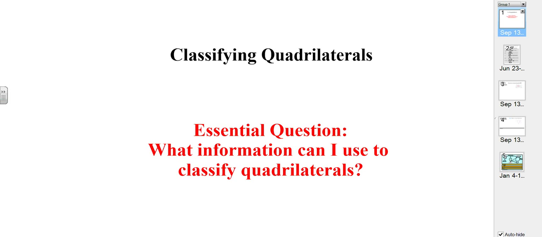For this unit, we're going to be classifying different types of quadrilaterals. And your essential question is, what information can I use to classify quadrilaterals? So if you don't know what a quadrilateral is, quad means four, and lateral means side. So a quadrilateral is any figure that has four sides, exactly four sides.